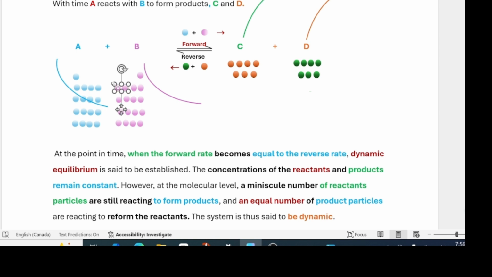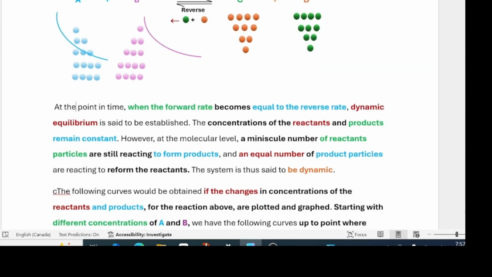With time again, we can see that with the passage of time, the concentrations of both A and B declined, while the concentrations of C and D increased. These curves here show you the rate at which A and B are decreasing, and these ones show you the rate at which C and D are increasing.